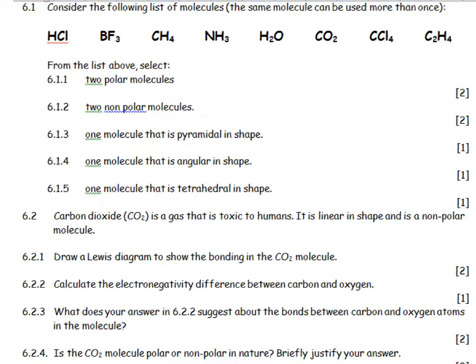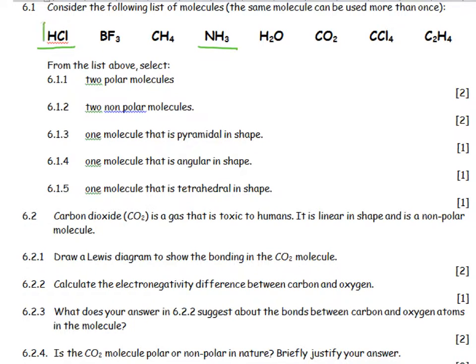Consider the following list of molecules, and from the list select polar molecules. HCl is polar. Ammonia is polar. They've got an electronegativity difference. Your BF3, although they are polar bonds, it is a trigonal planar molecule, and it turns out to be somewhat nonpolar overall. So I would leave that alone unless they'd like to know what is a trigonal planar one.